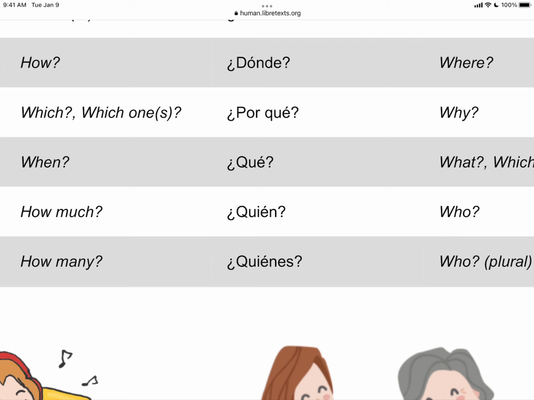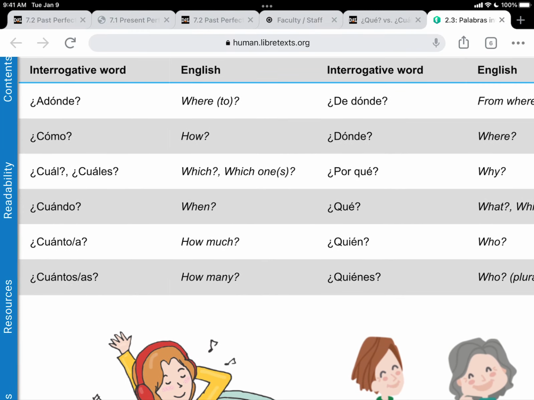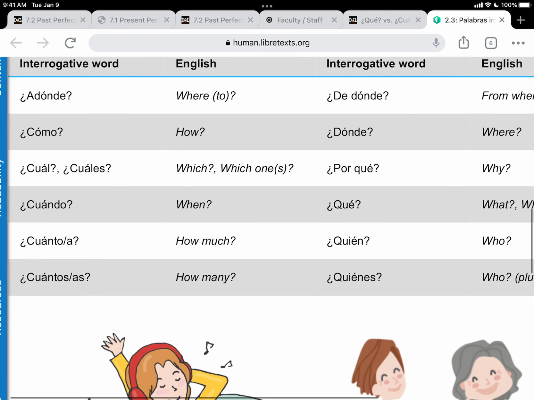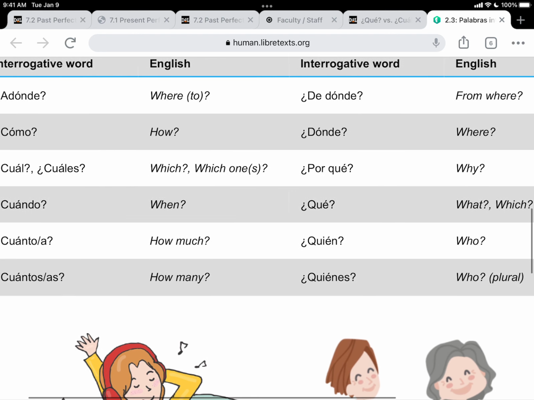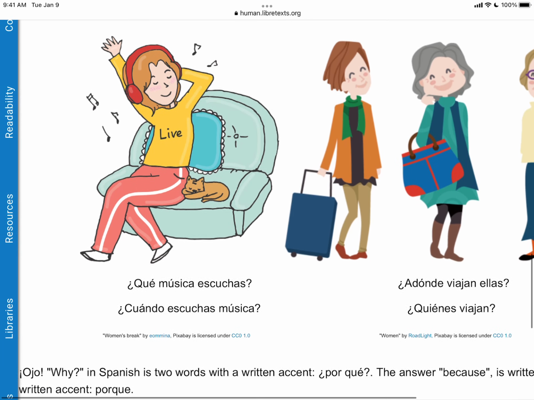So we also can put de quién, referring to possession. ¿De quién es la pluma? Whose is the pen? ¿De quiénes son las plumas? Whose, plural, are the pens? So just again, the de and the a can be tagged onto those or in front of those, not necessarily attached, but they can go before it and change the meaning of those words. So just keep that in mind when you're doing these.